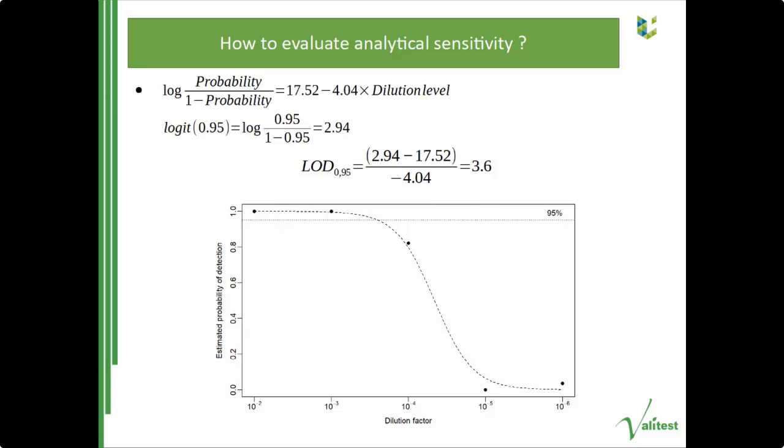Once the logistic model has been fitted to your own observations, you can adjust the level of probability to your own needs, for example, 99% or 90% or 80%, and get an answer for each of those probability levels to compare your methods.